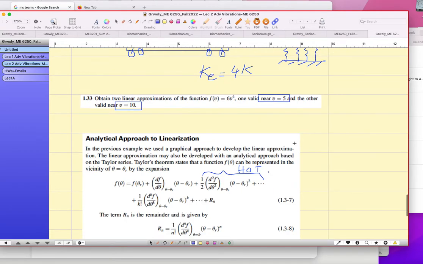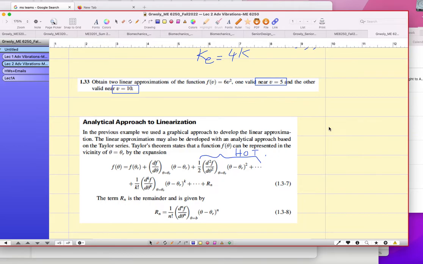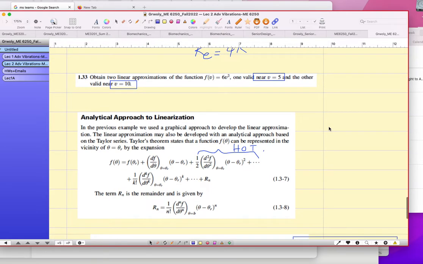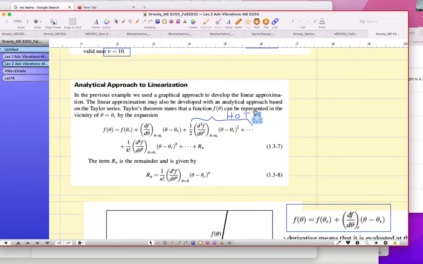So the question is, obtain the two linear approximations of the function 6v square. This is a non-linear graph, like a parabolic function is non-linear. The two points given are near one point, v equals 5, and the other point, v equals 10, and this is how to do the linearization.